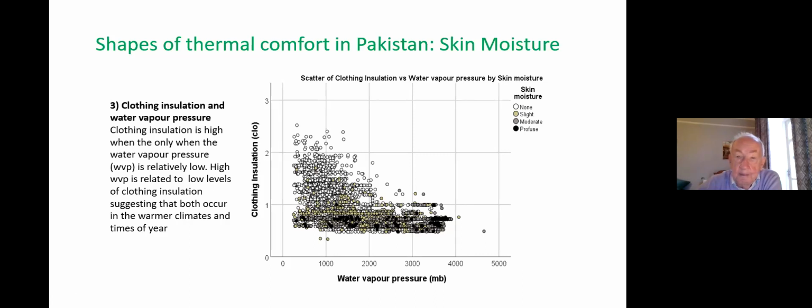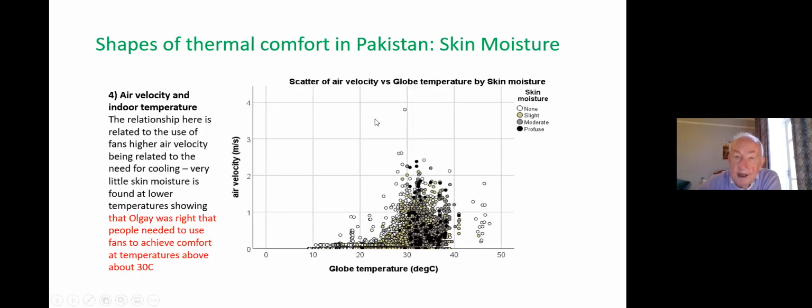skin moisture. And this one here, this is globe temperature versus air velocity, and you can see that the air velocity suddenly starts to increase at 30 degrees. And that's because probably most of the air velocity is due to fans. So people are switching on fans at roughly 25 to 30 degrees. And the profuse sweating really only occurs at the very high temperatures.